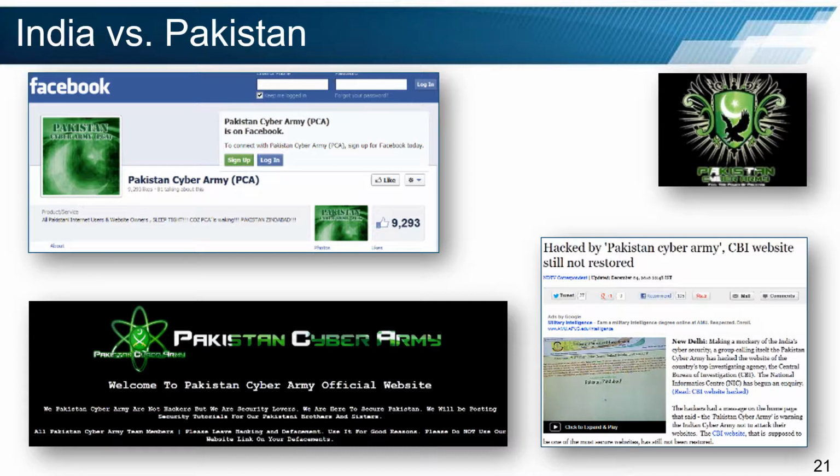Each time either the ICA or the PCA carry out successful attacks, their counterpart attempts to retaliate in kind, often with a more spectacular result.